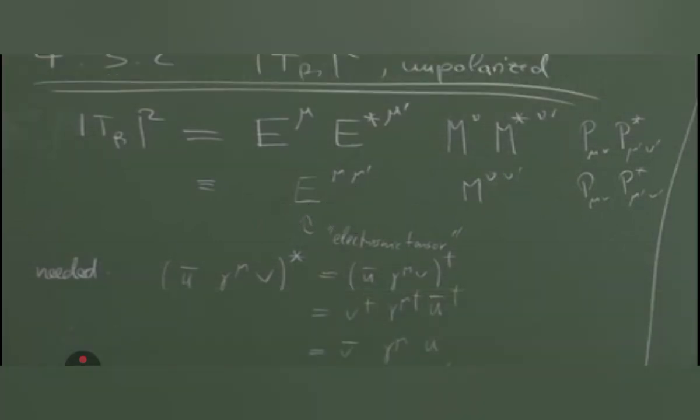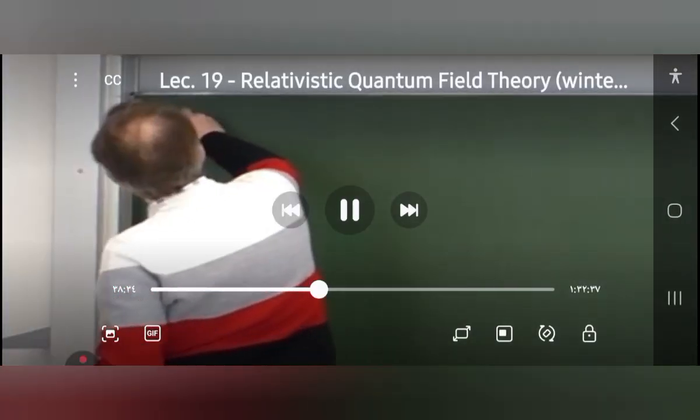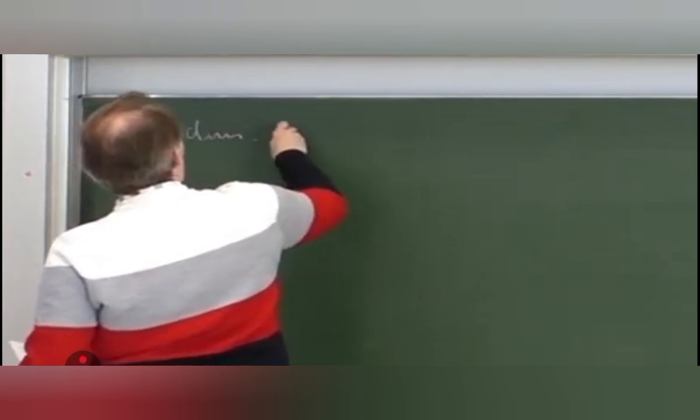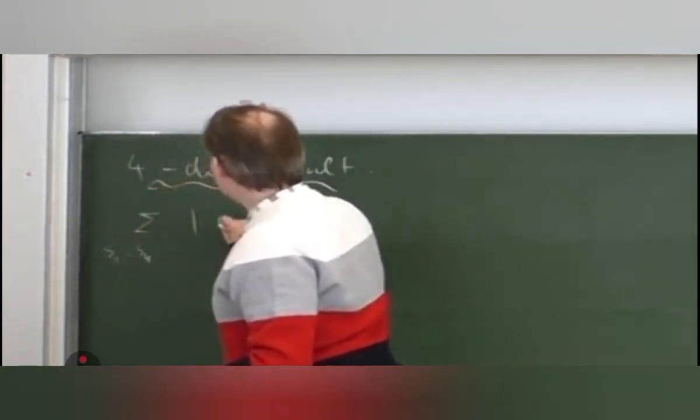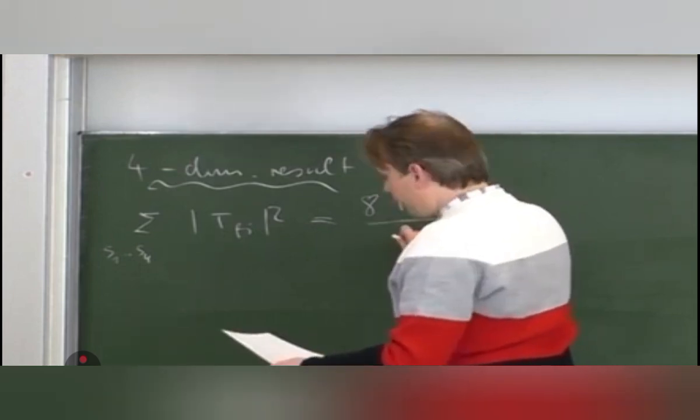And I will now immediately jump to the final result because summing these 16 terms and simplifying is not particularly deep. So I believe that you can do it yourself. Therefore, I need to copy it here from my sheet. The result in 4 dimensions is the following, namely: the sum over S1 up to S4 of TFI square is 8 times E^4 Q^4 divided by Q^4.